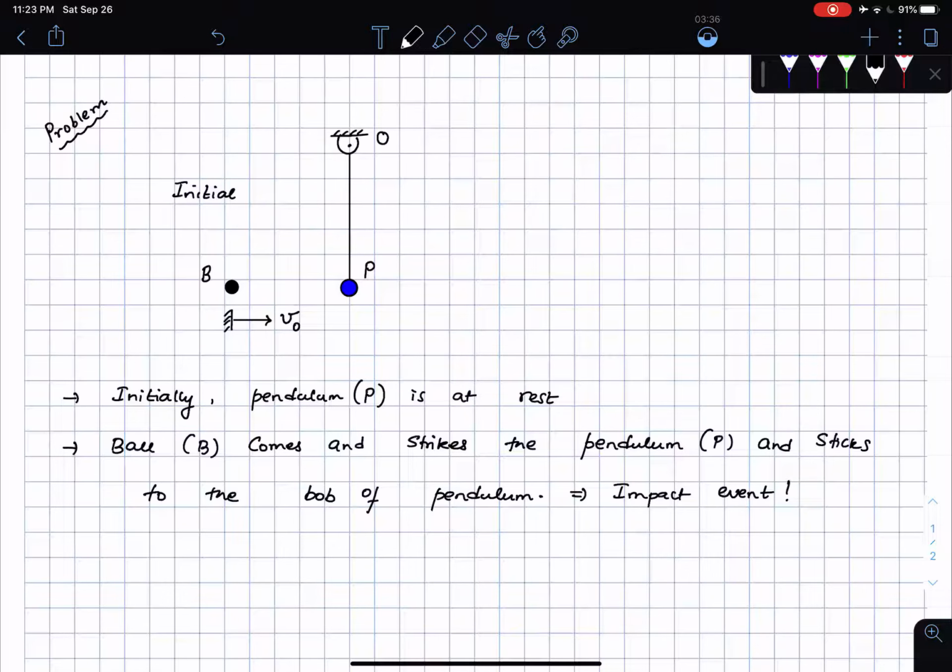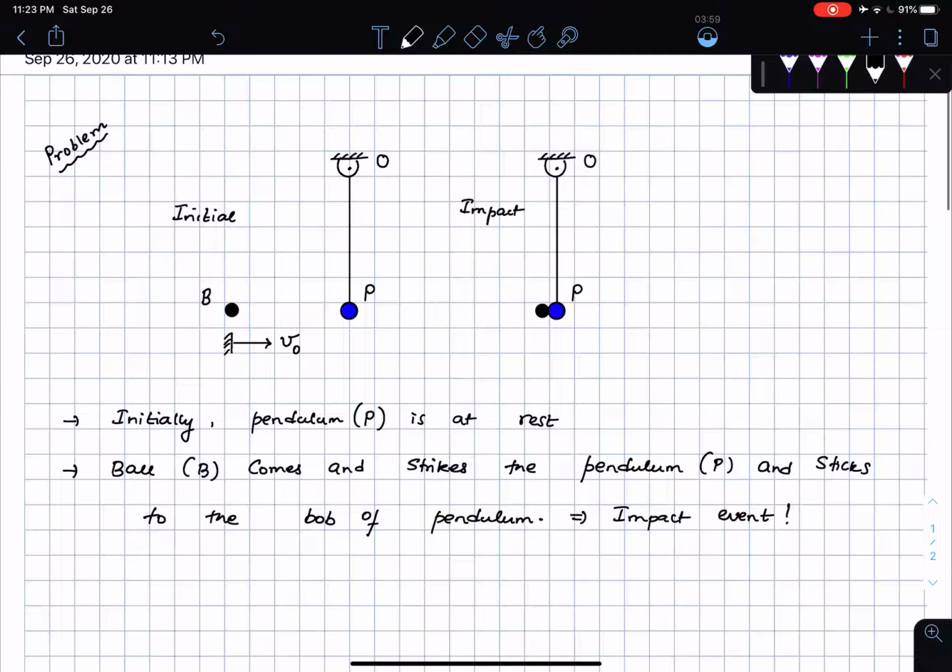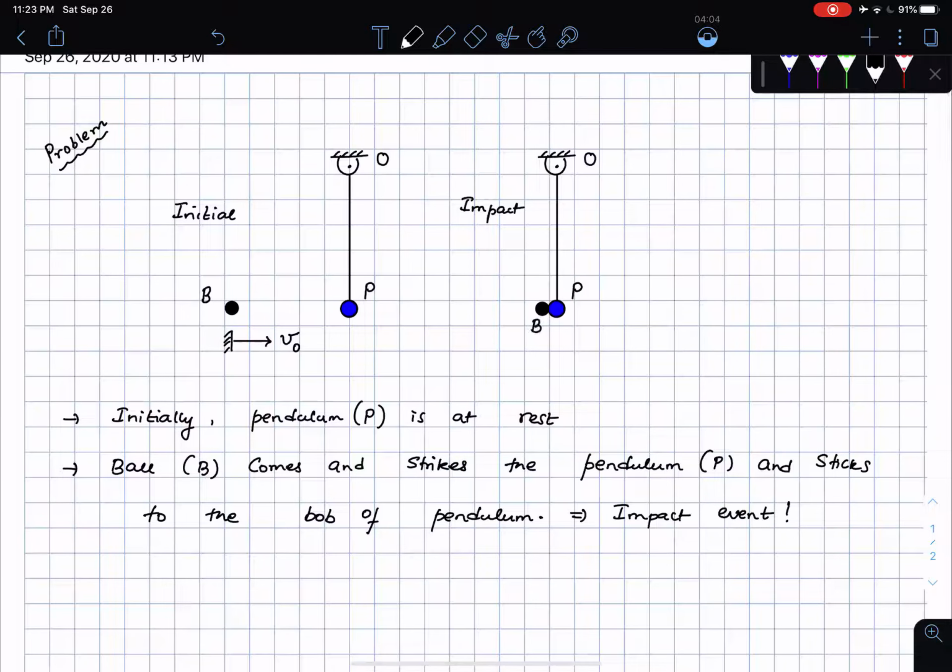Then there is a situation where the collision takes place. Let me copy all of these again and redraw it here. This is where the collision is now taking place, the impact, and these two are going to stick together. After impact, this is the pendulum P, this is the ball B, and both of them are going to start swinging together as a unit.